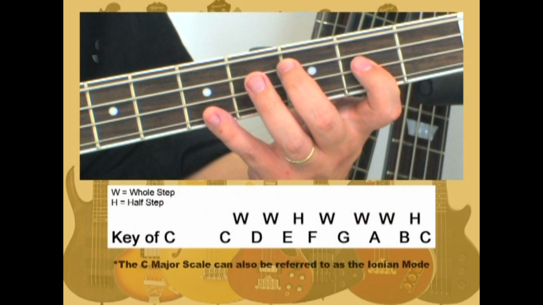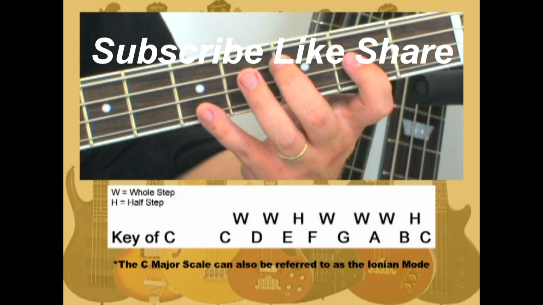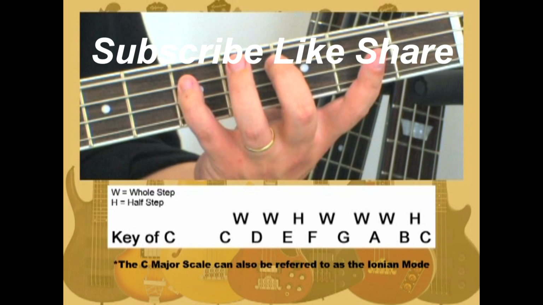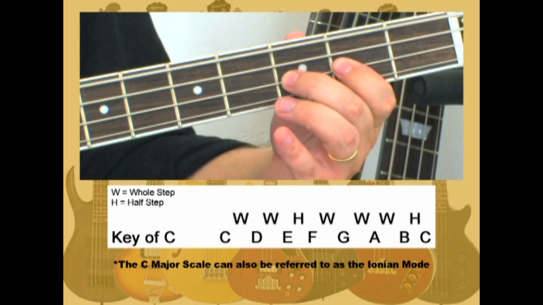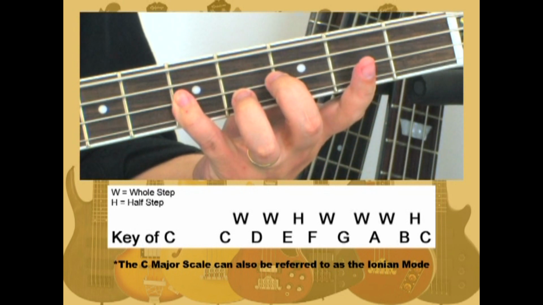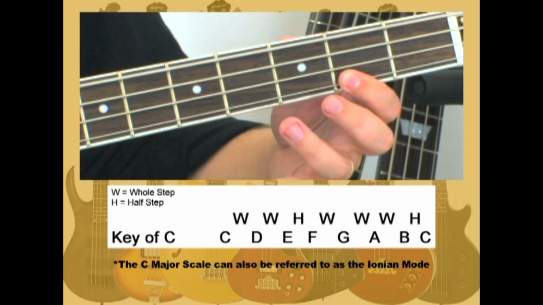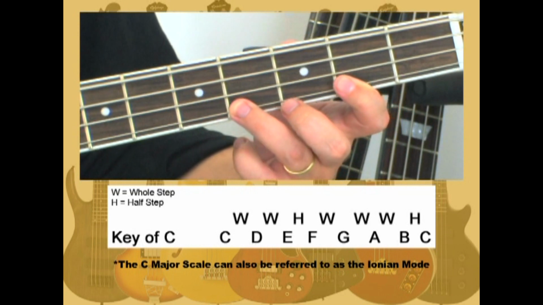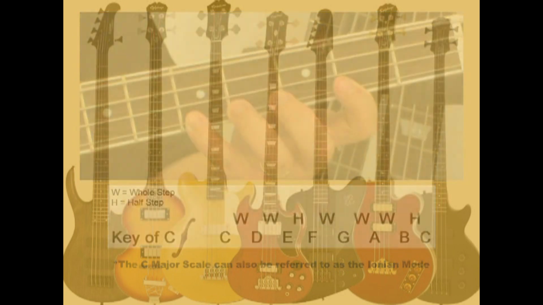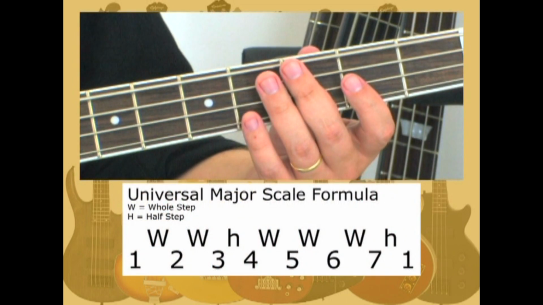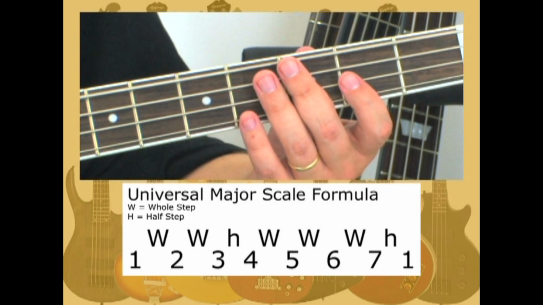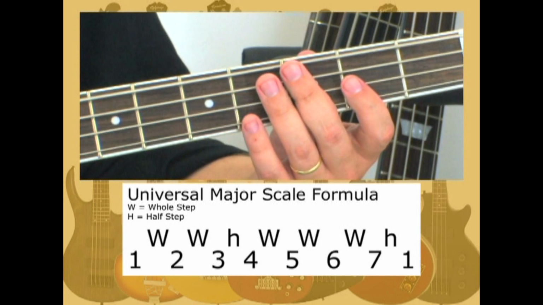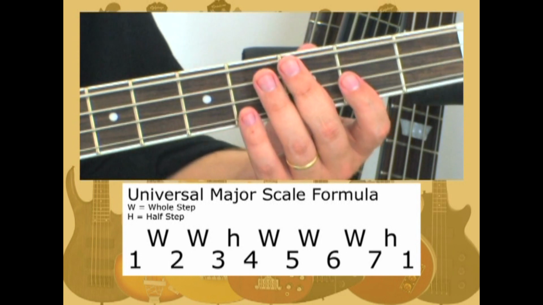For example, the C natural major scale from root to root is made of a whole step, half step, whole step, whole step, whole step, and a half step. This formula will apply to any key of music, regardless of what key it is, A, B, C, D, or any other key. This whole step, half step, whole, half formula will always make a major scale.